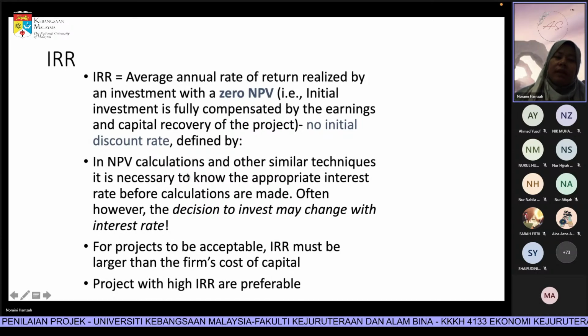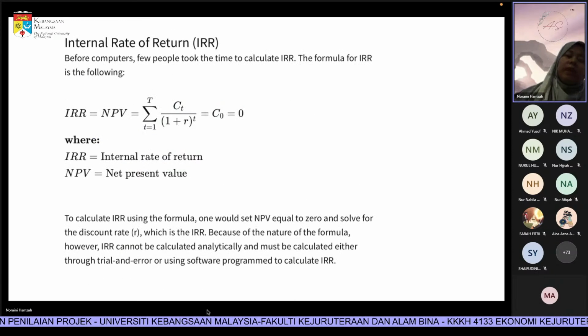Okay. The NPV calculation and other similar techniques, it is necessary to know the appropriate interest rate before calculation are made. Okay, so project. Okay, for project to be acceptable, IRR must be larger than the firm cost of capital. So, project with the higher IRR is the most preferred project. Okay, macam tadi pun sama. ROI yang lebih besar kita preferred. IRR yang lebih besar juga kita preferred. NPV yang lebih besar juga kita preferred. Itu summary tu you kena hafal lah.